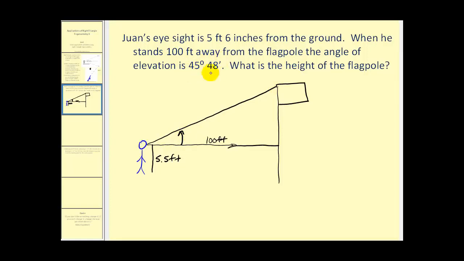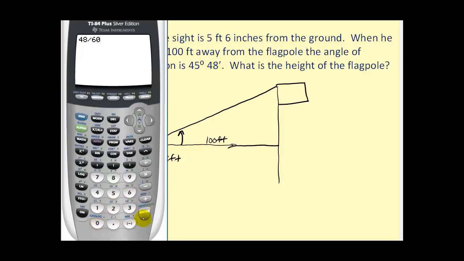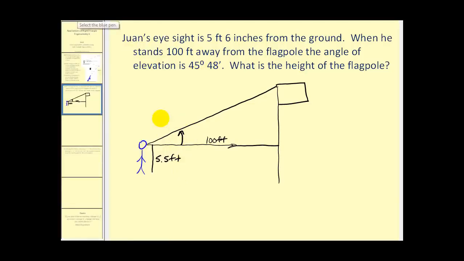Let's go ahead and convert this 48 minutes to a decimal. So we would take 48 and divide by 60. That's going to give us 0.8. So we have 45.8 degrees for our angle of elevation. And the question is, what is the height of the flagpole?